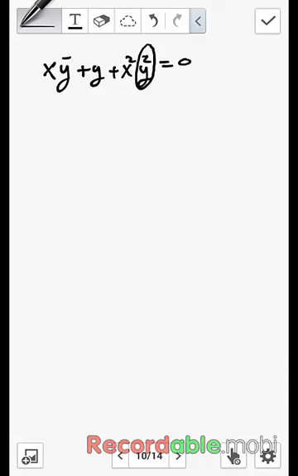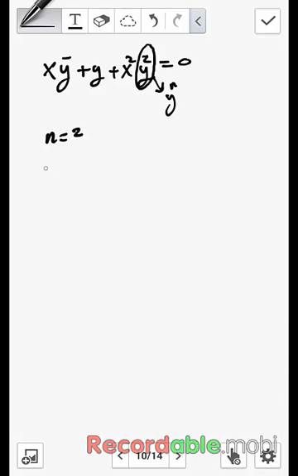Now, first thing you need to note: sometimes you don't find this as y to the power of 2. You may find it as y to the power of n. For example, you will find something like y to the power of n. First, n equals 2 in this example.